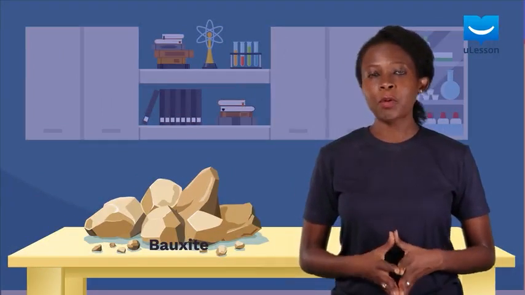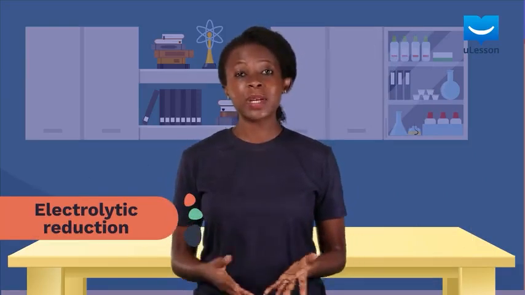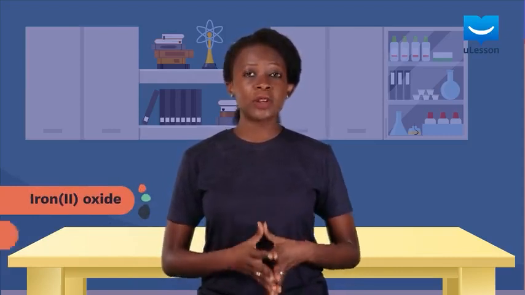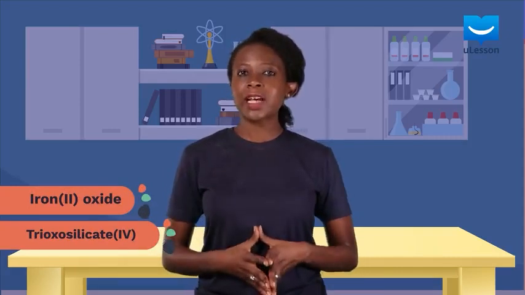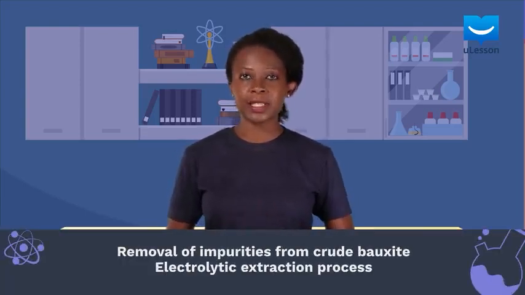Now let's discuss how aluminium is extracted in the metal extraction industry. As mentioned earlier, bauxite is the primary mineral or ore from which aluminium is obtained. The method used for the extraction of aluminium is the electrolytic reduction method, and this is because it is a reactive metal. Since bauxite contains impurities which are mainly iron(II) oxide and trioxosilicates(IV), the extraction of aluminium involves two stages, which include the removal of impurities from crude bauxite and the electrolytic extraction process.